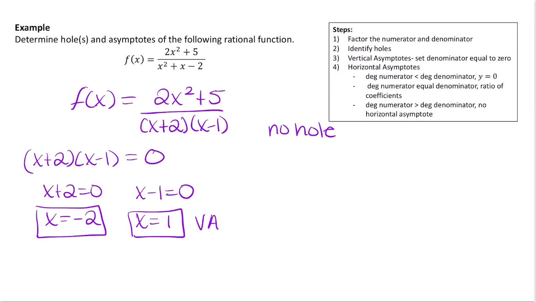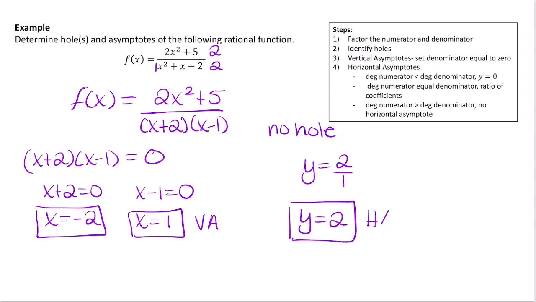Now for the horizontal asymptote, we're going to look at the degree of the numerator and the degree of the denominator. Degree of the numerator is 2, degree of the denominator is also 2. So they're actually equal, right? So we need to look at the ratio of the leading coefficients. The leading coefficients are 2, and remember the denominator is 1. So it's going to be y equals 2 over 1, which is y equals 2, and that is going to be my horizontal asymptote. So now let's look at the graph and verify all of this information.